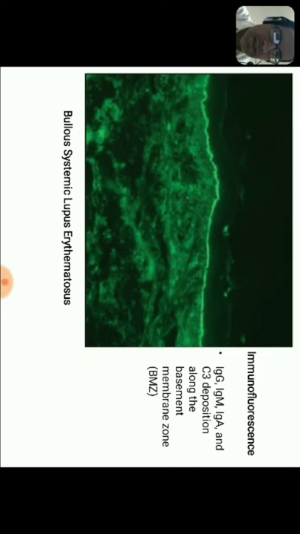Now next is bullous SLE. In bullous systemic lupus erythematosus, you can see this green color line present below the epidermis at the dermoepidermal junction, present uniformly throughout and giving us a linear pattern. This pattern is because of deposition of immunoglobulins at this particular junction. So this kind of immunofluorescence pattern is seen in bullous systemic lupus erythematosus.